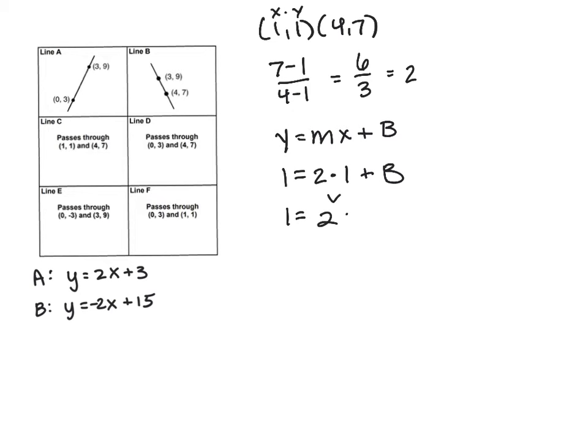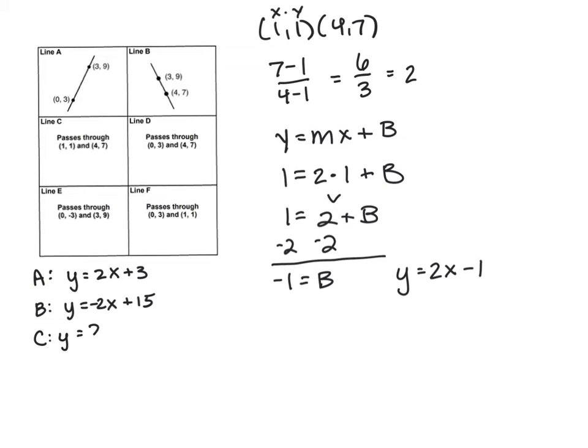2 times 1 is 2. Now, to isolate b, our y-intercept, I'm going to have to subtract 2 from both sides. This gives me negative 1 for the y-intercept. So the equation here is y equals 2x minus 1. Now I'm going to record that over here. Hopefully I don't run out of room. 2x minus 1. All right, on to D.